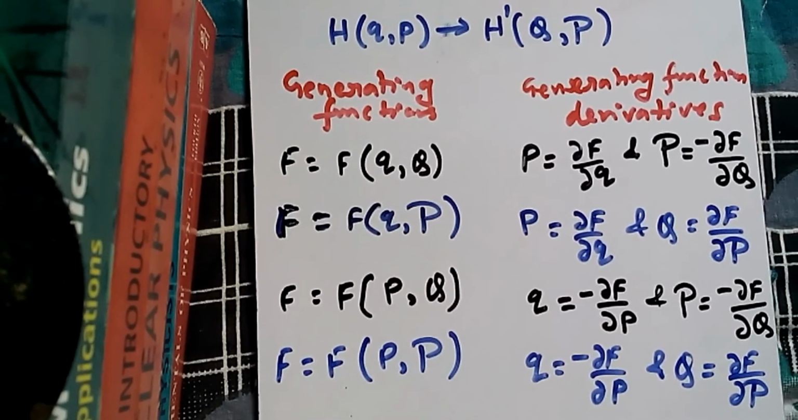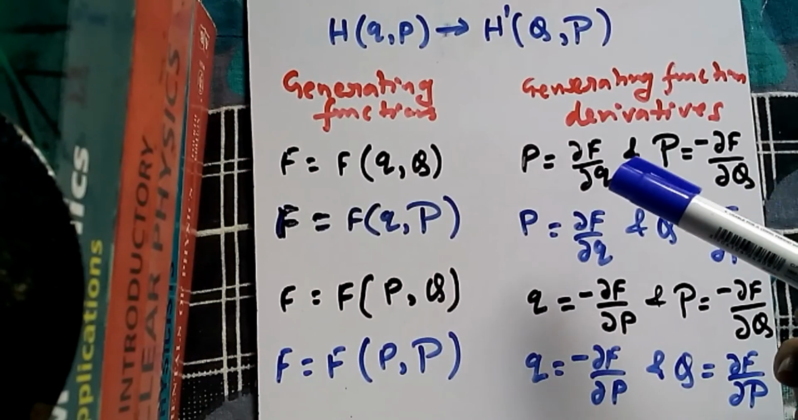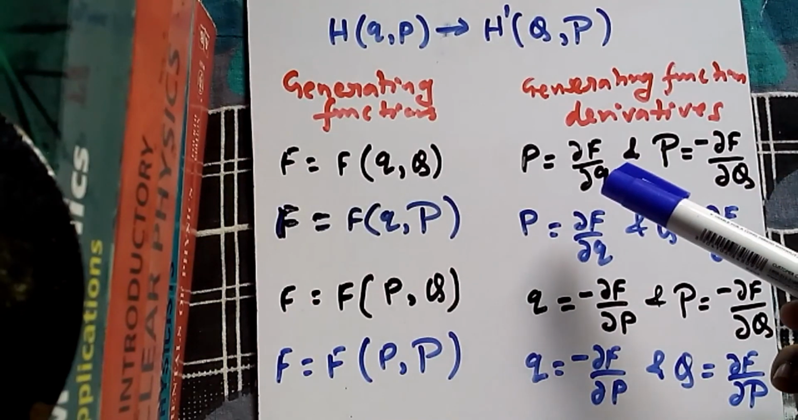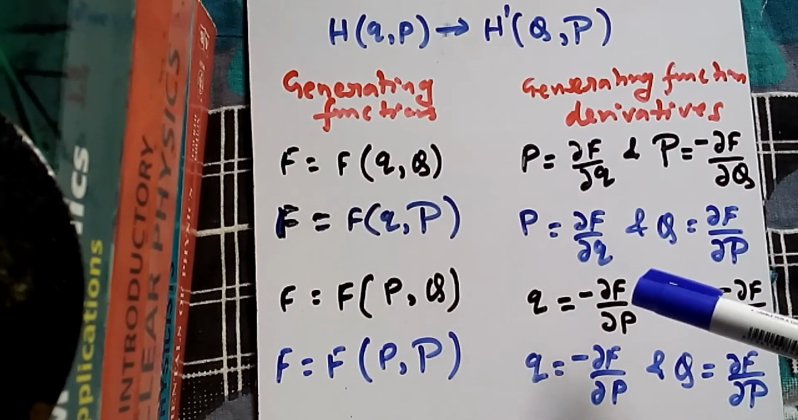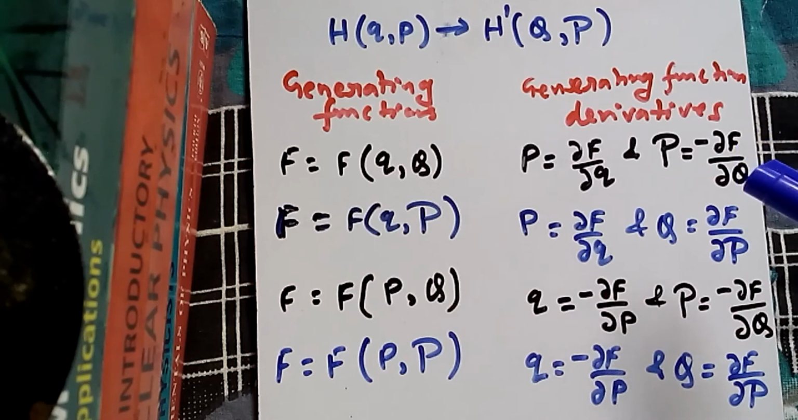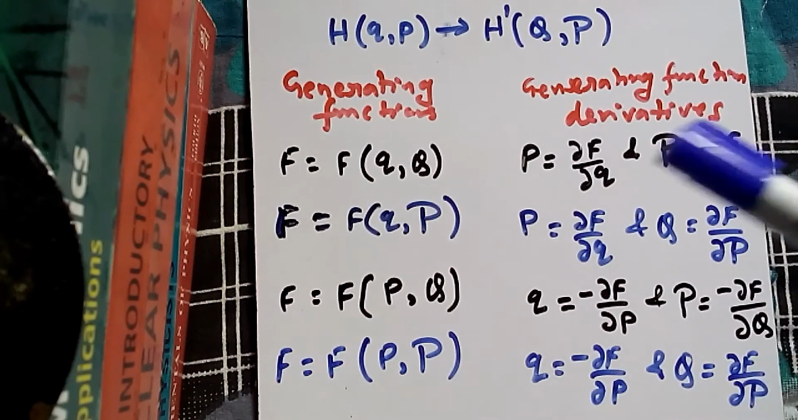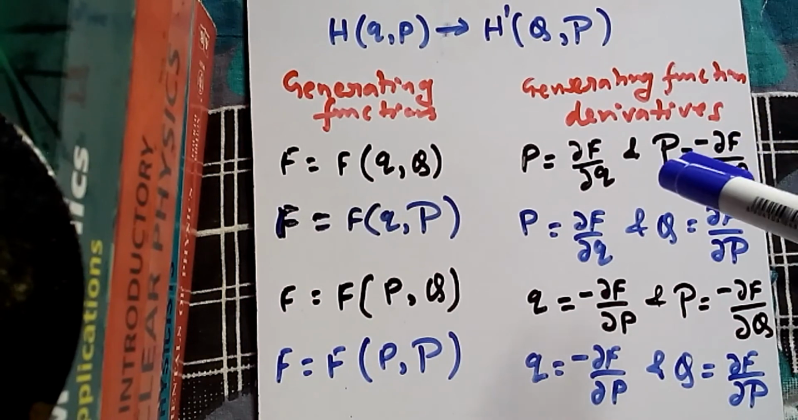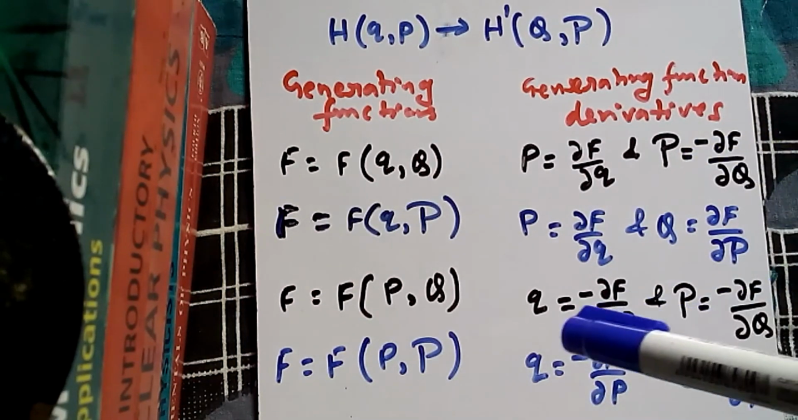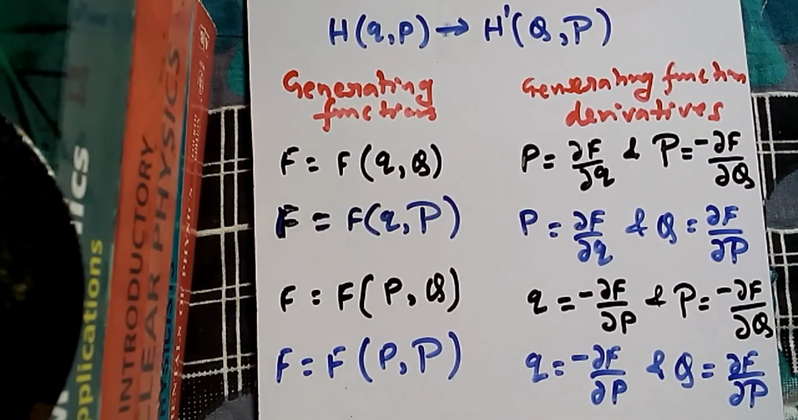You see the pattern here, that whenever it is differentiated with small q, it gives us small p. With respect to small p, it gives us small q. When the function is differentiated with respect to capital Q, it gives capital P. When differentiated with respect to capital P, it gives capital Q. So this is the pattern that you have to remember, and that capital P is always minus and small q is always minus. This you have to remember.